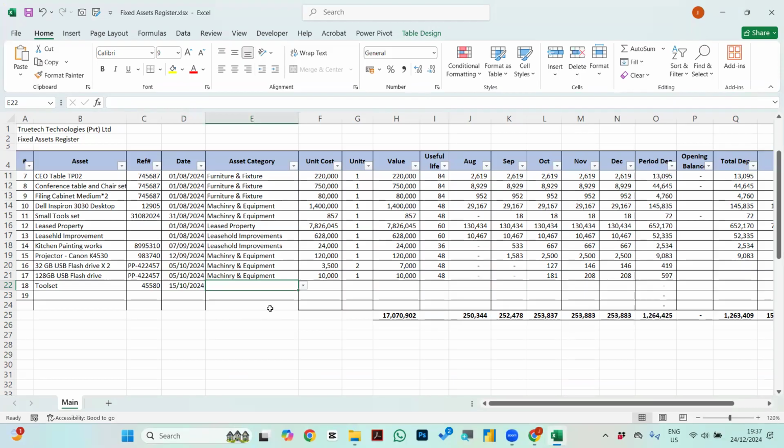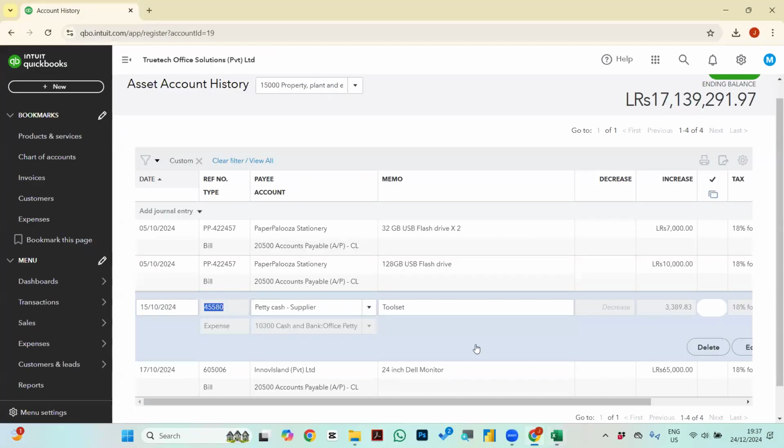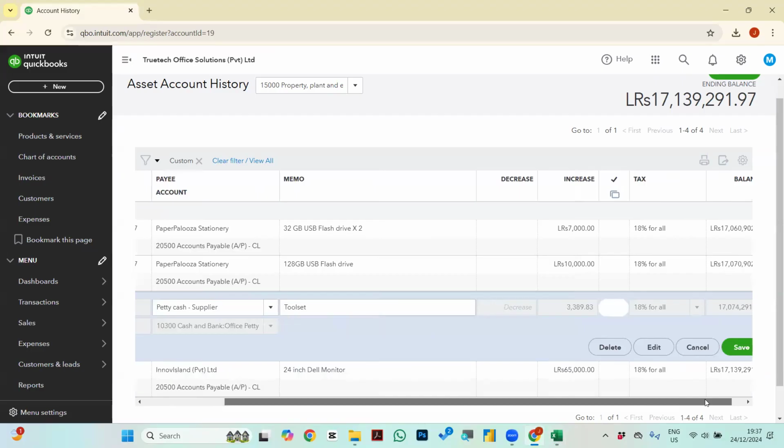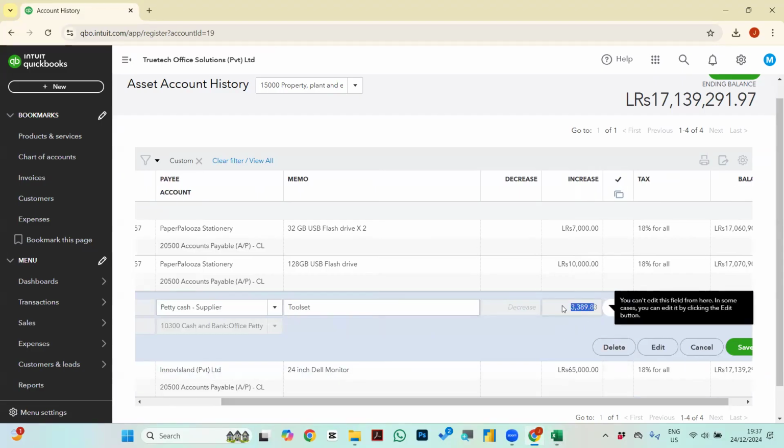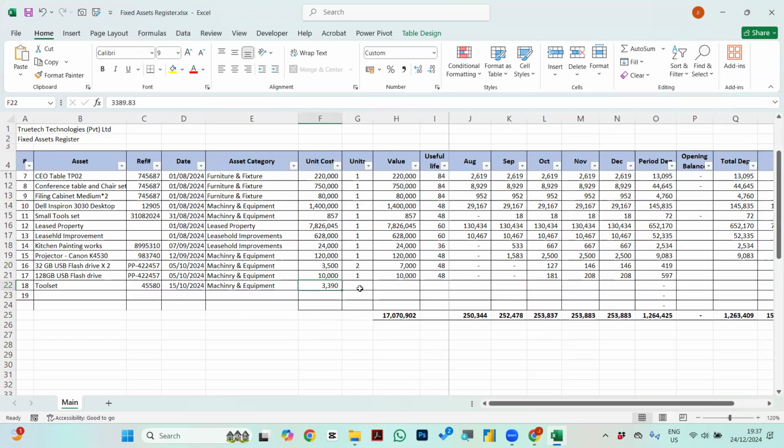Easy. So it's going to be machinery and equipment as well. What's the amount? The amount is going to be 3,389.83. Okay, I'm going to put the amount here. It's exactly the same amount, but it's only showing the full value here. But the exact amounts are hidden here, so don't worry about it. So I'm going to drag this down, and then I'm going to put here 48 because it is all the machinery and equipment we are using for 48 months.